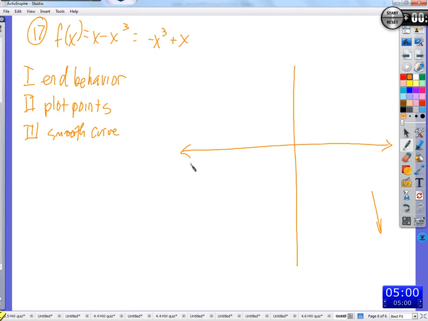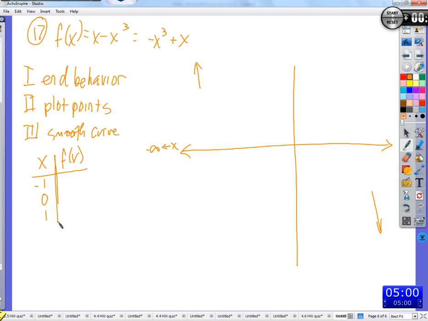If we go towards negative infinity, we let x go to negative infinity, then we'll have a negative number when we cube a negative number, and then multiply by negative, and that'll be positive. So it should go in that direction. And then we need to plot some points. We're going to plot some points at, let's just say, negative 1, 0, and 1.